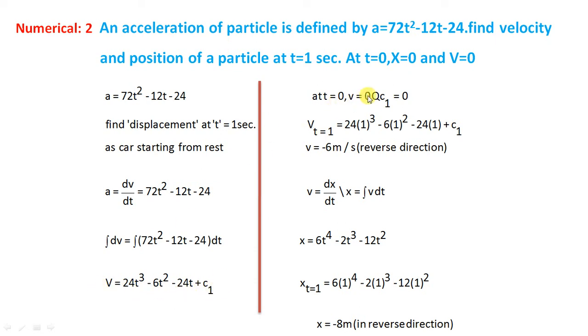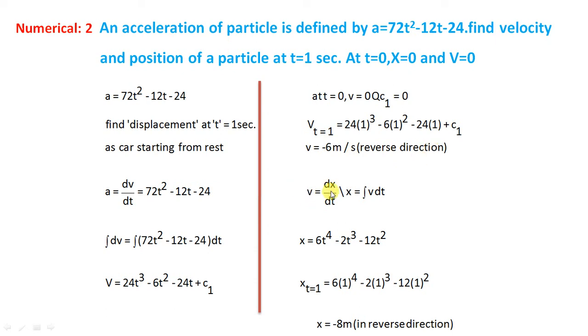Now at t is equal to 0, v is equal to 0. Therefore c1 is equal to 0. So your equation becomes v is equal to 24t cube minus 6t square minus 24t plus c1. Substitute the value t is equal to 1: 24 into 1 cube minus 6 into 1 square minus 24 plus c1. Here c1 is 0. So you will get v is equal to minus 6 meter per second. That indicates that velocity is in reverse direction.